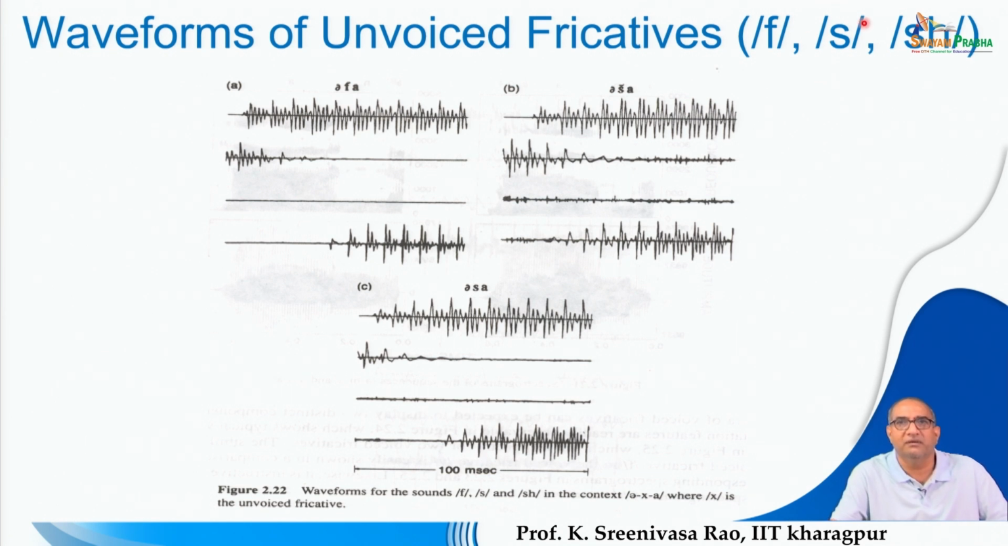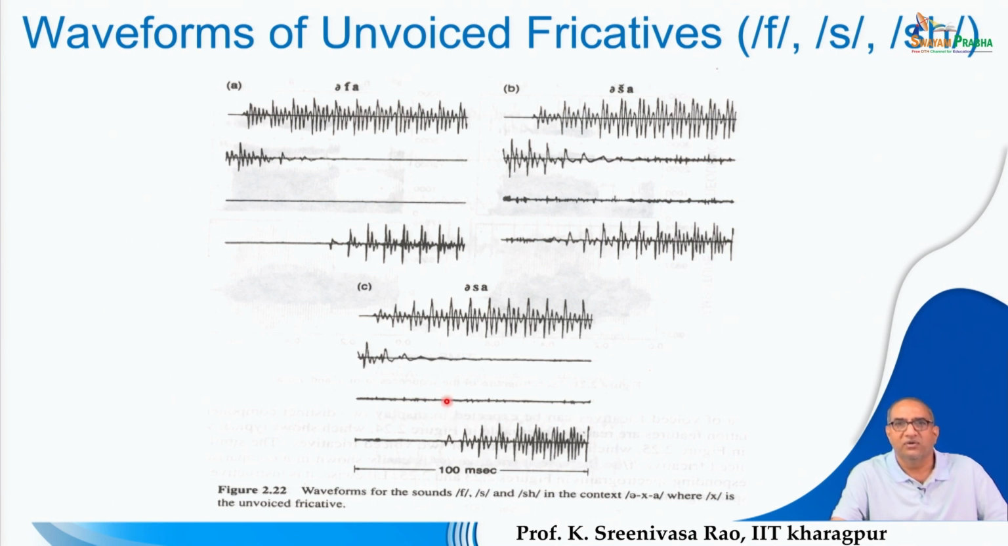So, if you try to analyze fa, sa, sha, where you have that narrow opening at different positions, starting from the lips to the teeth and then much further back, like the palatal region for sha, the tongue hump also will be there. Therefore, all those manifestations result in different sound units. In the case of fa, you can see the signal strength is not much, so you are not noticing much noise or turbulence.